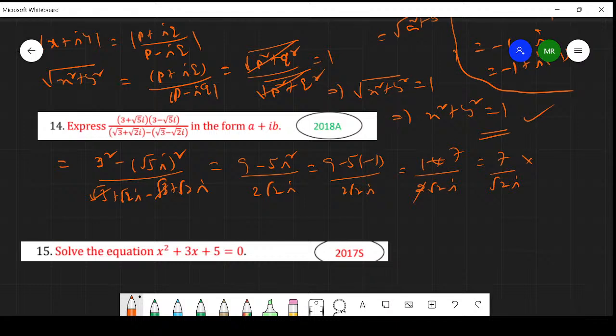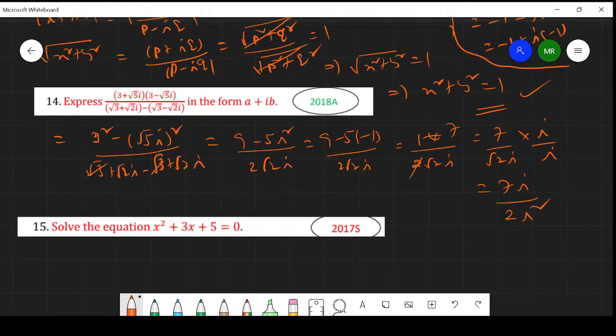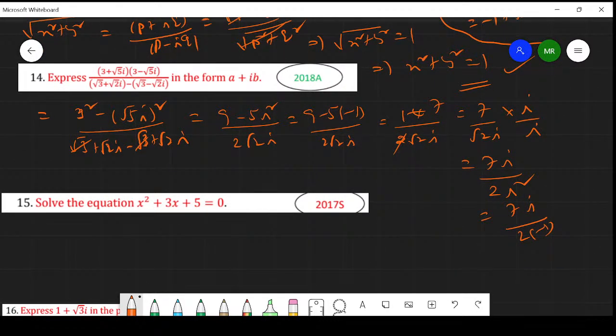Since we don't allow i in the denominator, rationalize this by multiplying by i by i. It comes 7i by 2 i square. Just observe that: 14 by 2 root 2 i, that is 7 by root 2 i. Then i by i to make it in the form of a plus ib, 7i by root 2 i square, where i square is minus 1. I can write now 7i by 2 into i square, which is minus 1. It comes minus 2.